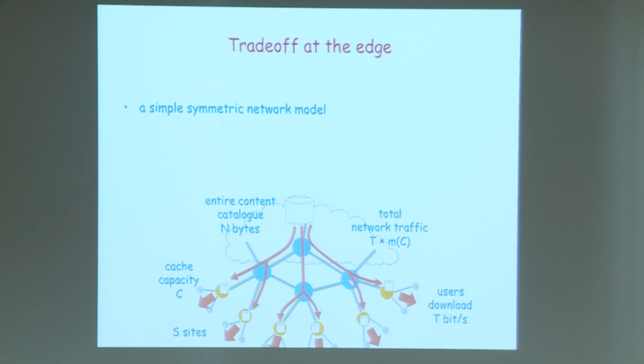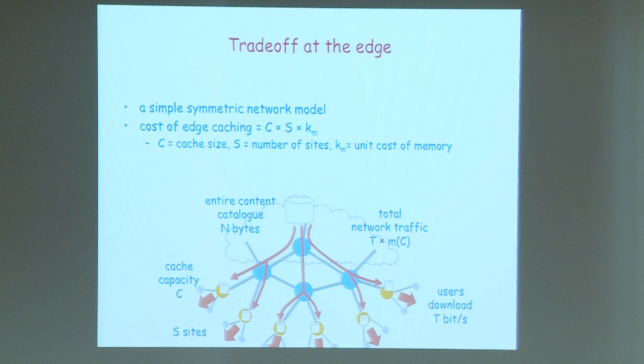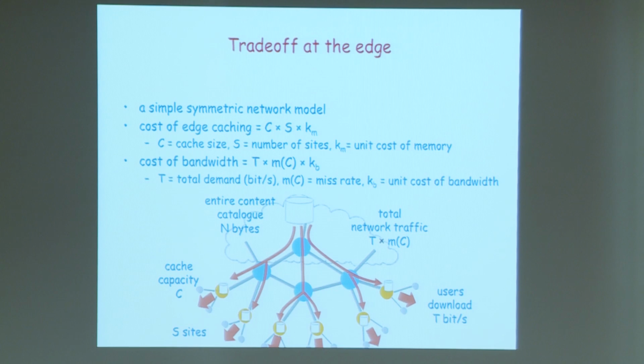Given that, we can estimate very simplistically and approximately the cost of caching. The cost of caching is the size of the cache multiplied by the number of caches, S, so SC, and I've introduced a unit memory cost. So K_M is the cost per unit of memory, say per gigabyte. And the cost of bandwidth is the traffic you've got to carry times the cost of carrying that traffic, which again I assume is linear. So we've got a unit cost per bandwidth. This is very simplistic. I don't pretend it's rocket science by any means. However, it gives a handle on the question of this memory bandwidth trade-off.